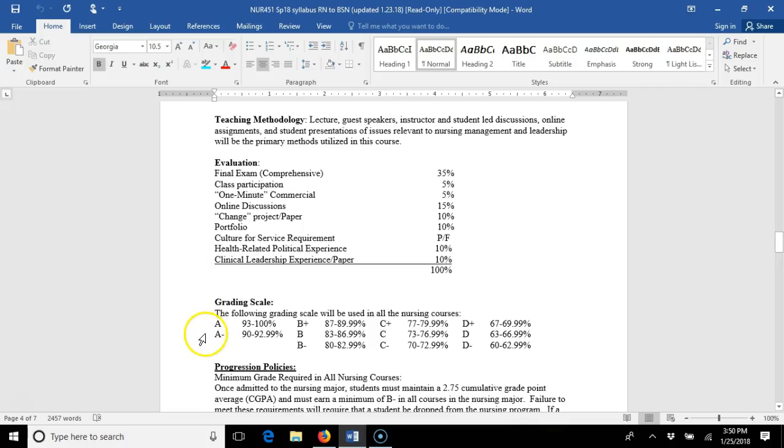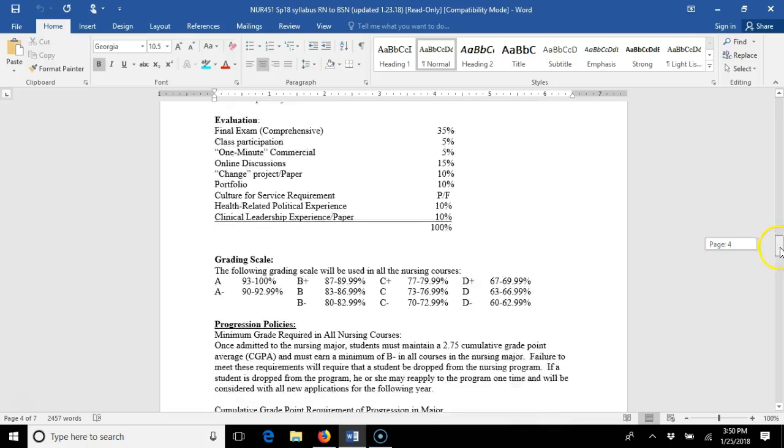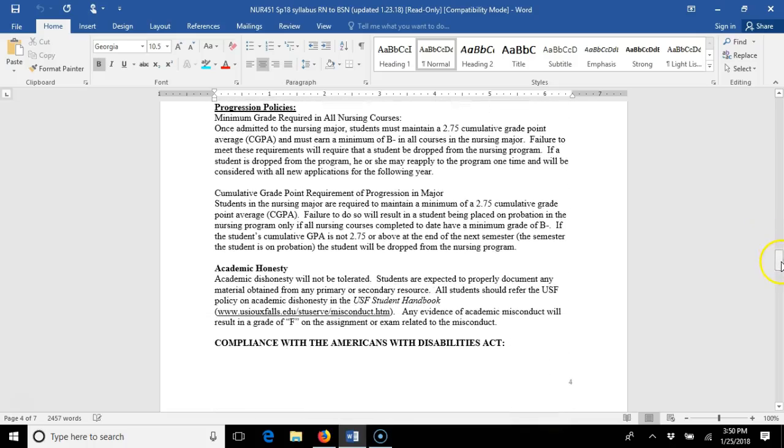Grading scales are the traditional nursing grading scale of 90, 80, 70, 60. You do need at least a B- to pass and advance within the nursing program. And these are our progression policies within that nursing program.